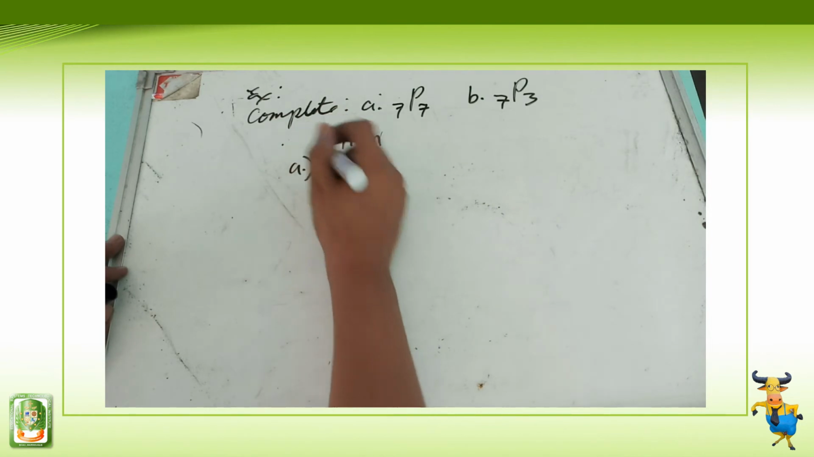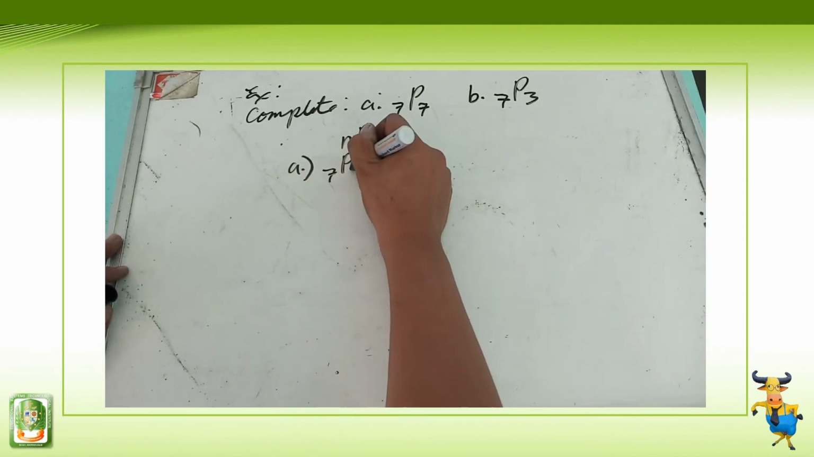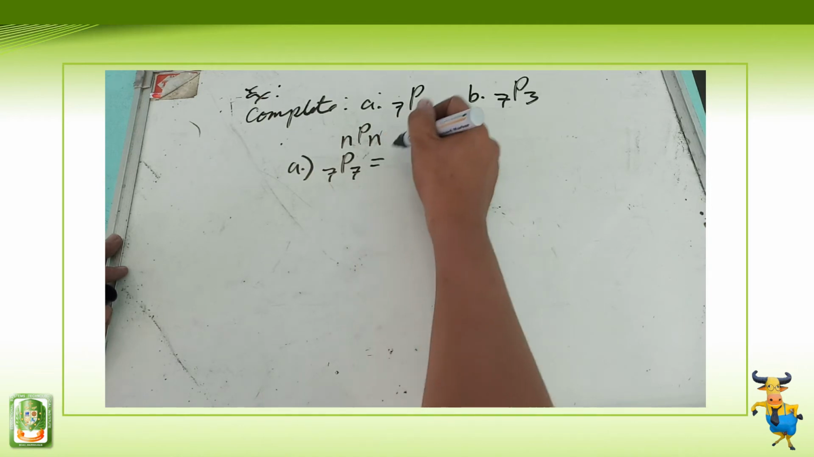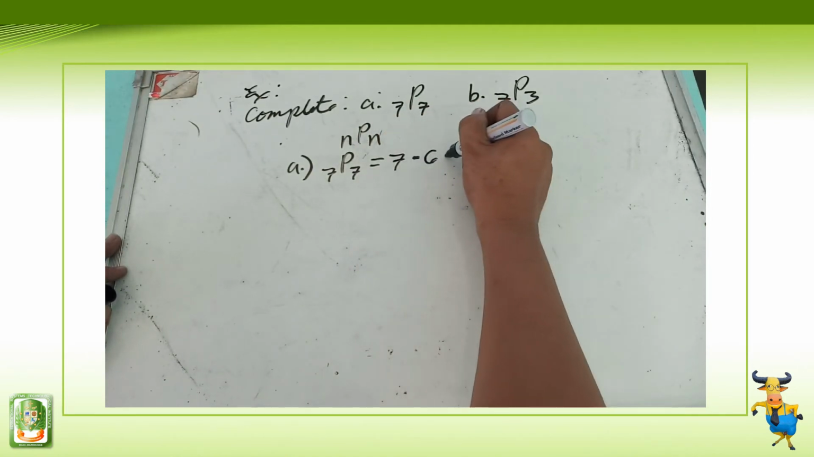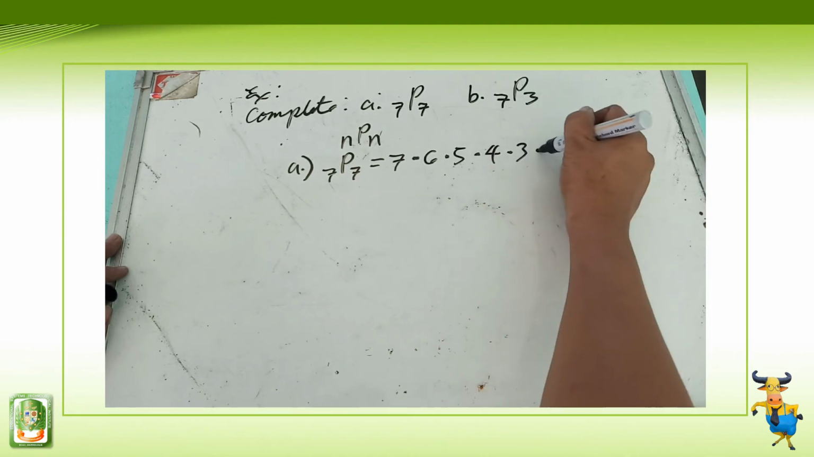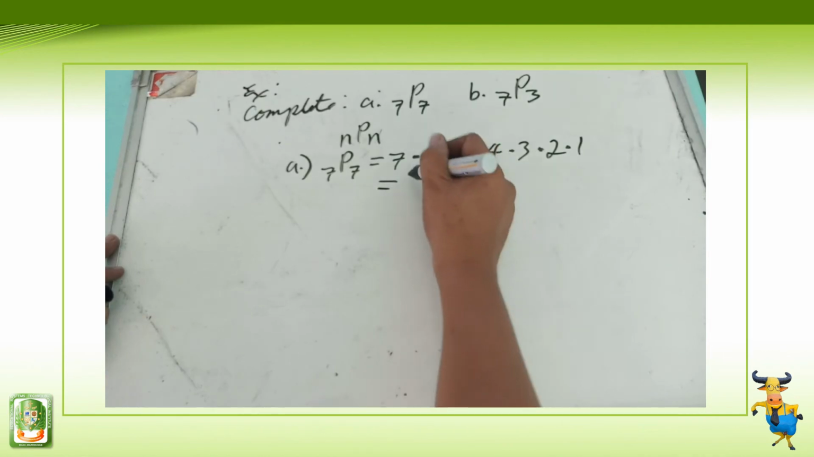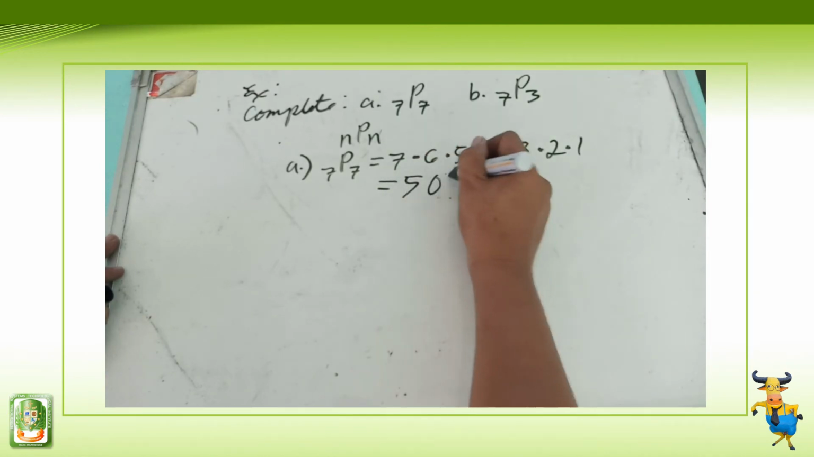Okay? So, in letter A, the answer, 7 things taken 7 at a time is equal to 7 times 6 times 5 times 4 times 3 times 2 times 1. So, the answer is 5,040.